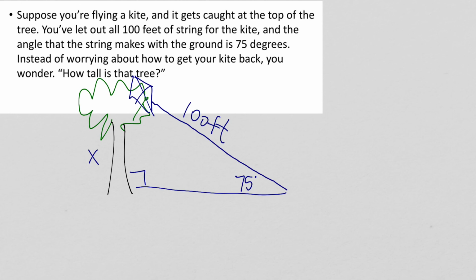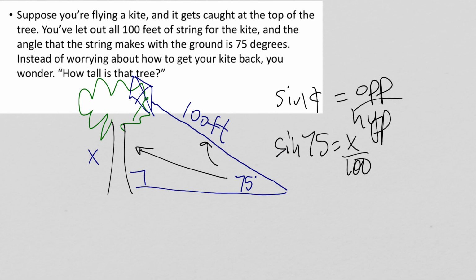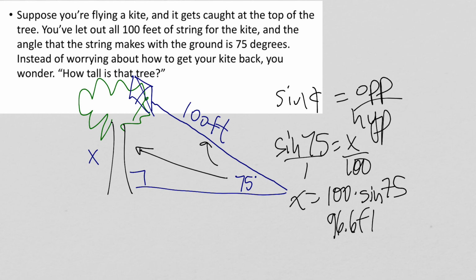All right, so here is the picture that you should have drawn, hopefully. The angle of elevation is 75 degrees, with 100 feet of string. We're looking for the height of the tree, so let's take a look. What trig function are we going to use? This is opposite, and this is the hypotenuse. What function is that? That's sine. So sine of an angle is equal to opposite divided by hypotenuse. Let's plug in all the information. Opposite is x, hypotenuse is 100, and we go ahead and cross multiply here. Put that in our calculator, and we should get 96.6 feet as the height of the tree.